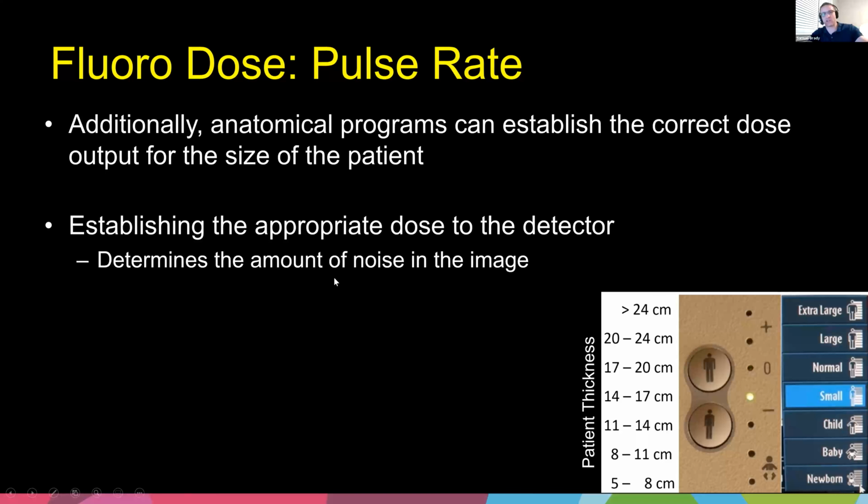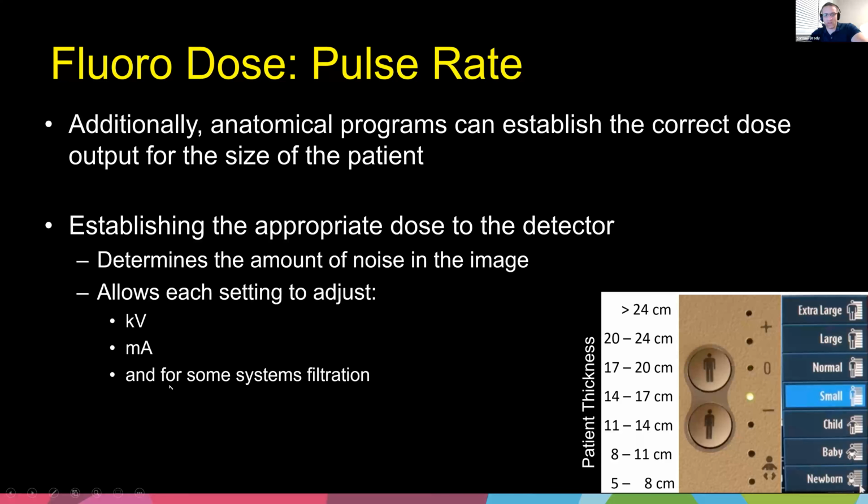Remember, the dose to the detector determines the noise in the image. And it also allows the system to pick the right KV and the MA and the right filter for the procedure. So if you don't have the right dose to the detector, then all of these settings aren't going to be right. The image quality won't look right. Contrast will be a little off, and you may be even noisier as you get to bigger patients.